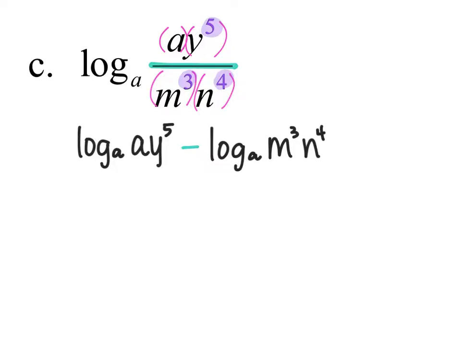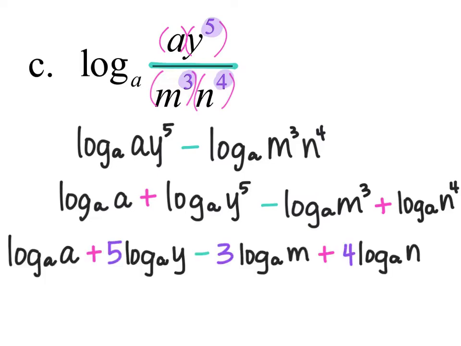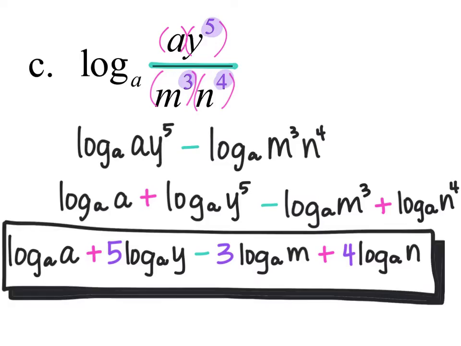And then after we apply our product rule, we'll have log base a of a plus log base a of y to the 5th minus log base a of m cubed plus log base a of n to the 4th. And then finally, we'll apply our power rule, and we'll have log base a of a plus 5 log base a of y minus 3 log base a of m plus 4 log base a of n. And we're done.